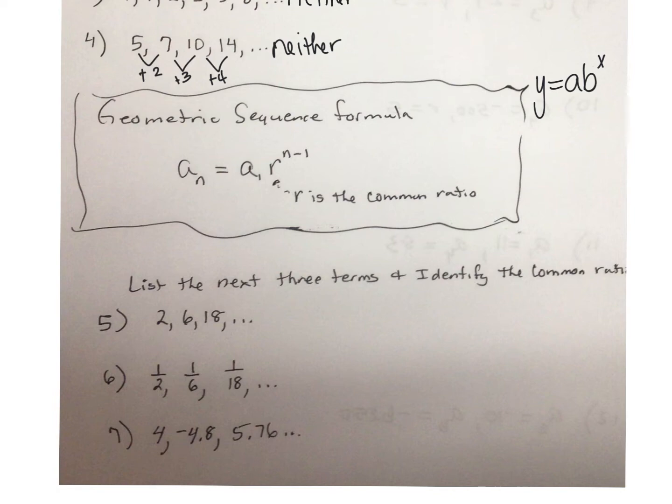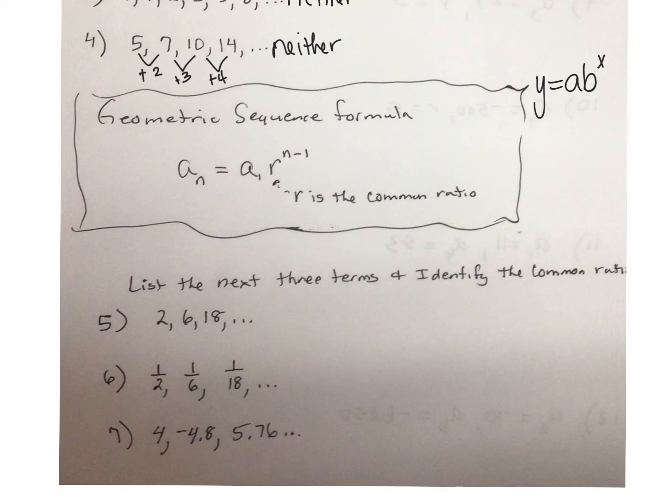So let's look at some other things. We're going to look at these sequences below. We're going to find the next 3 terms, identify that common ratio, and then we're going to talk about how I would use that formula to maybe find the 25th term, or, well, 25 is going to get really big, but like the 7th or 8th term. So, number 5, take a second, see if you can figure out what the next 3 terms are.